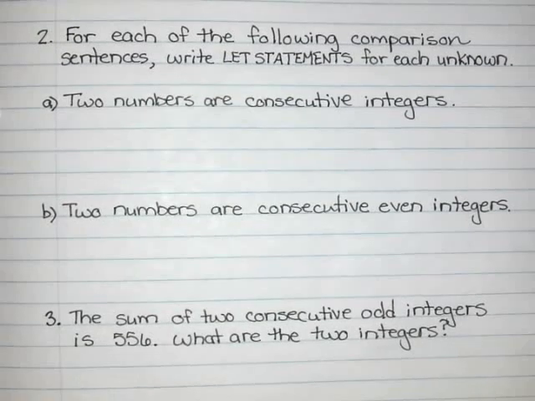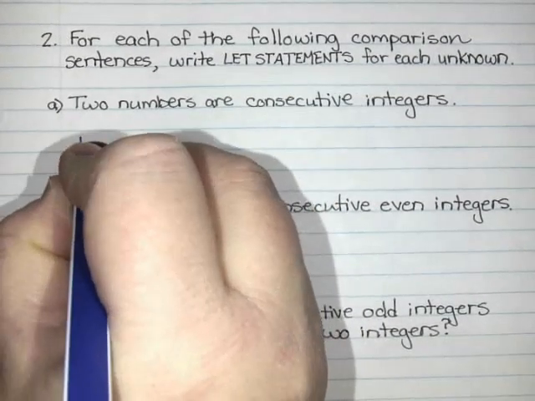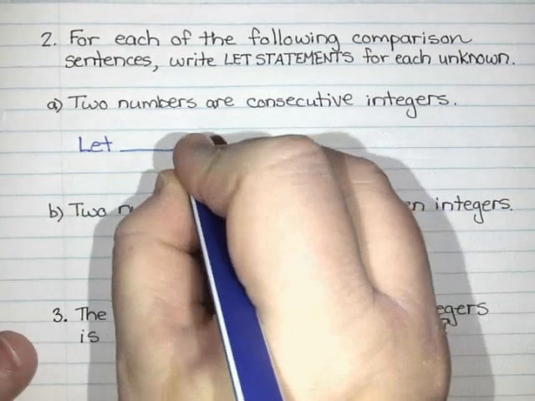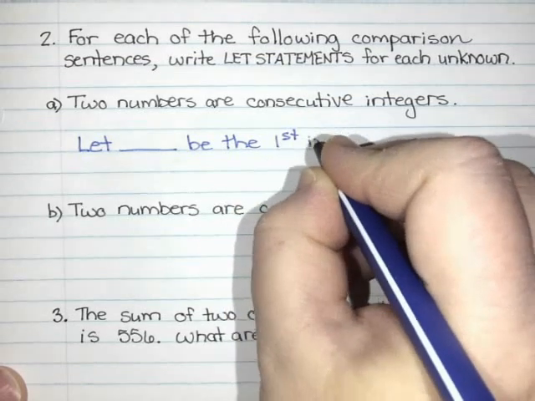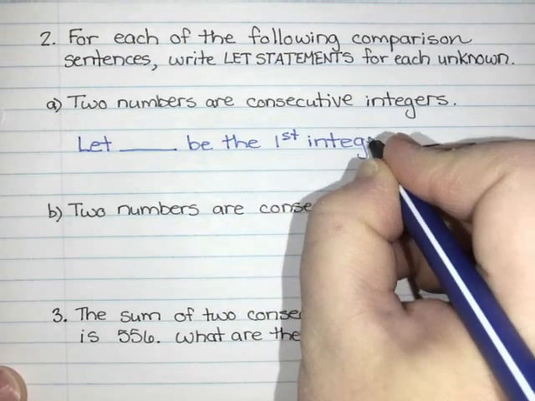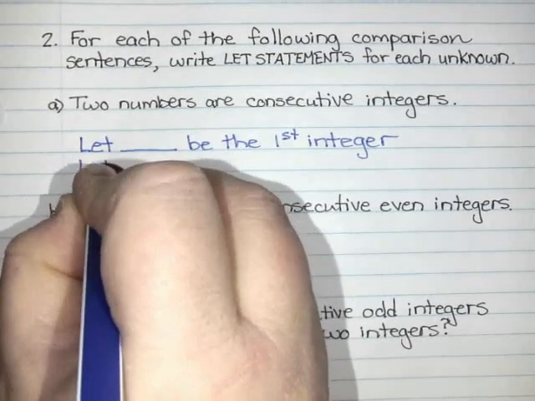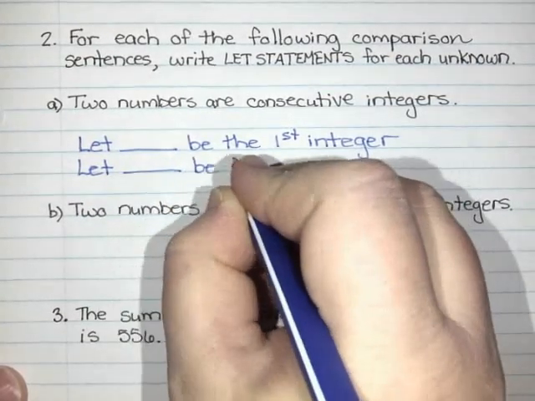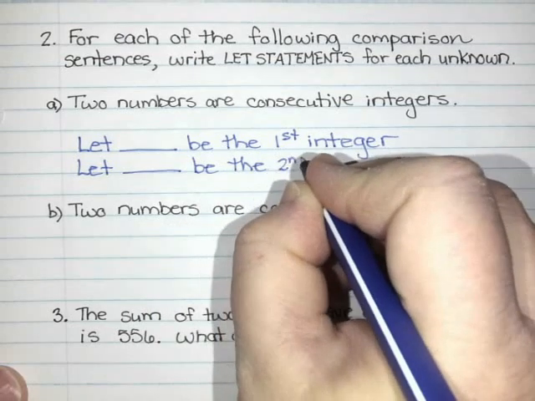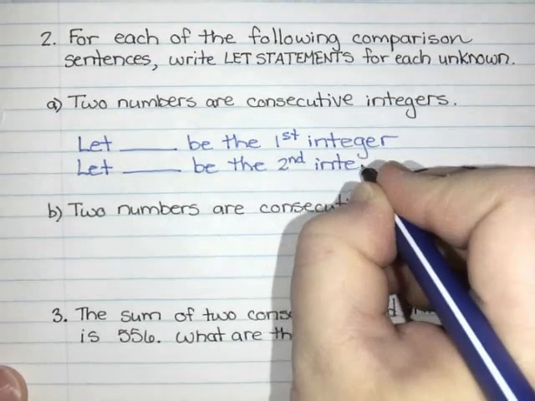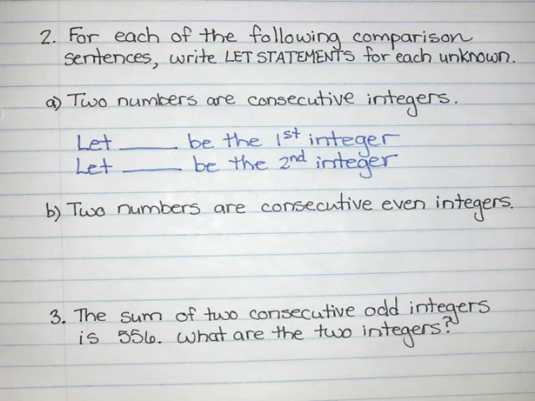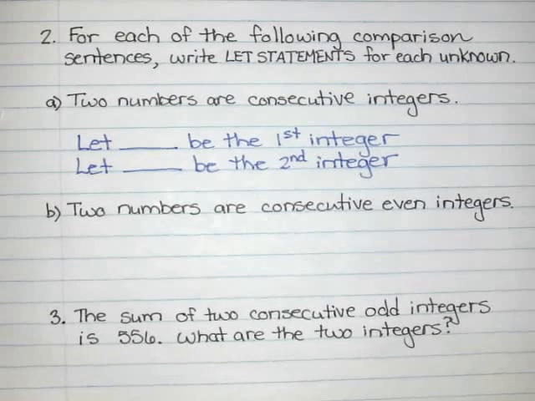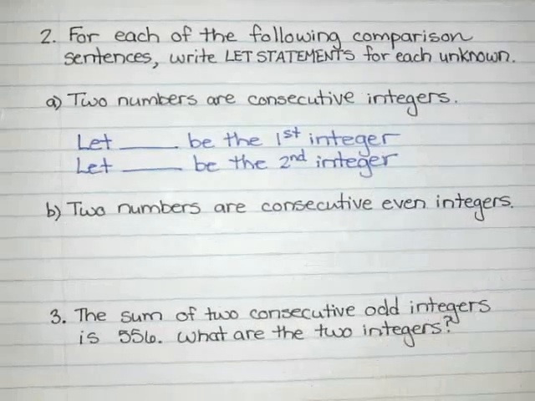So if I have 2 consecutive integers, I'm going to let something be the first integer. You could also write number if you want. And then I'm going to let something be the second integer. So if they're consecutive, I always said in the previous video that we would let x be whatever we had mentioned last. Here it's just 2 numbers.